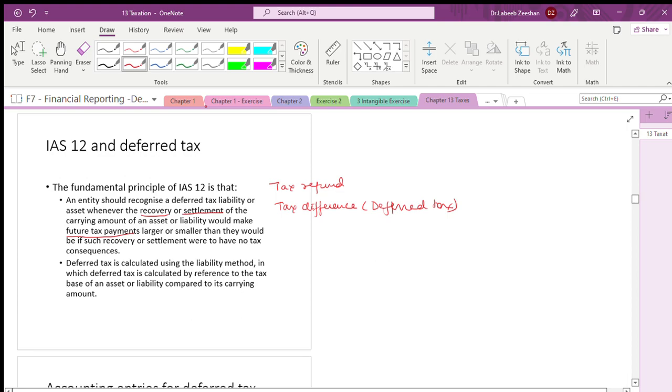Again, what is the rule of deferred tax? Deferred tax has to be related to a specific accounting period. They say very clearly that the liability will make future tax payments larger or smaller than they would be if such a recovery or settlement were to have no tax consequences. Recovery is the tax refund, and settlement is the payment.